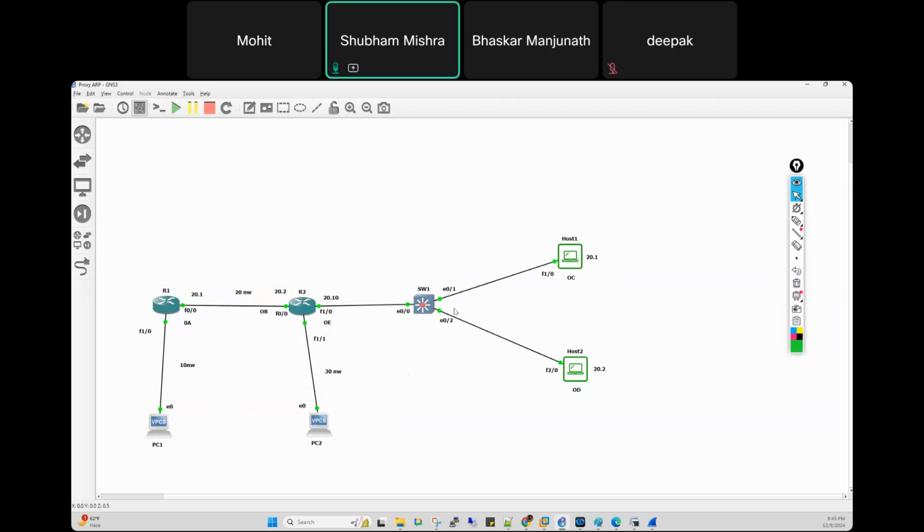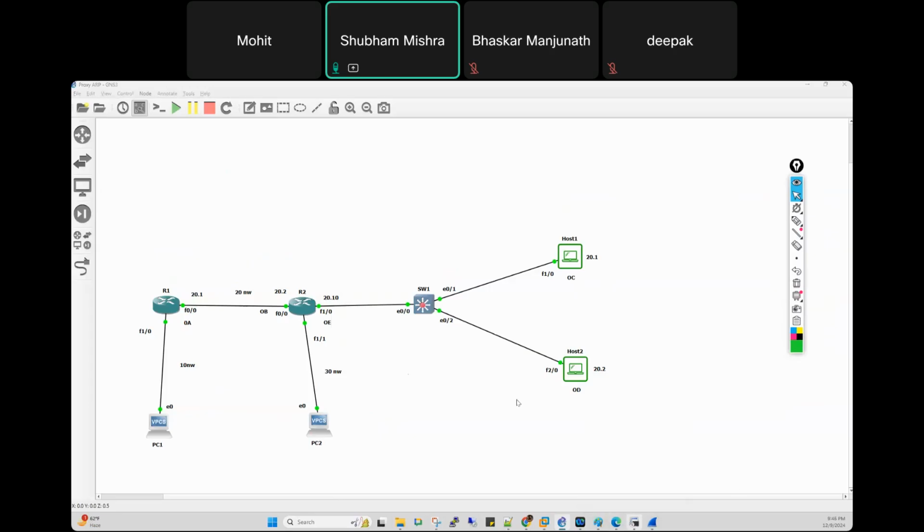What is the problem here in proxy ARP? Who can tell me? Is there any problem in proxy ARP? Yes, there is a problem in proxy ARP. What is the problem? Who can tell me? I am able to ping, there is no problem.